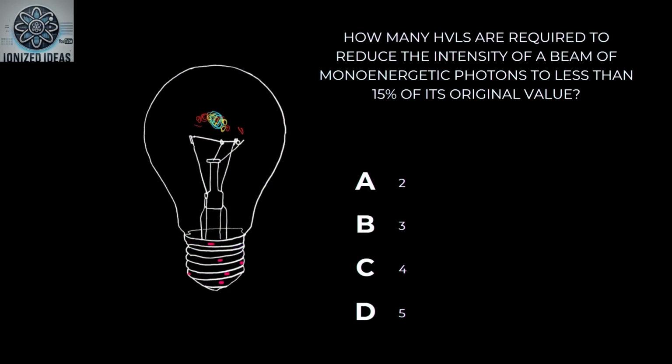How many HVLs are required to reduce the intensity of a beam of monoenergetic photons to less than 15% of its original value? A. 2. B. 3. C. 4. D. 5.